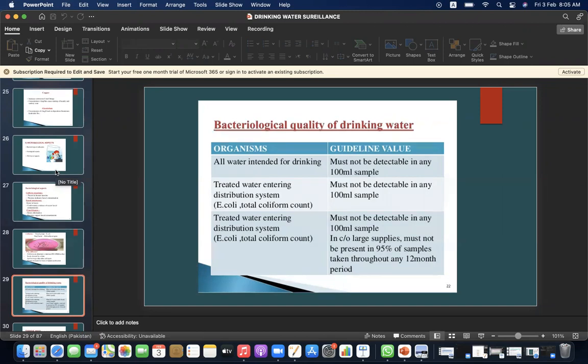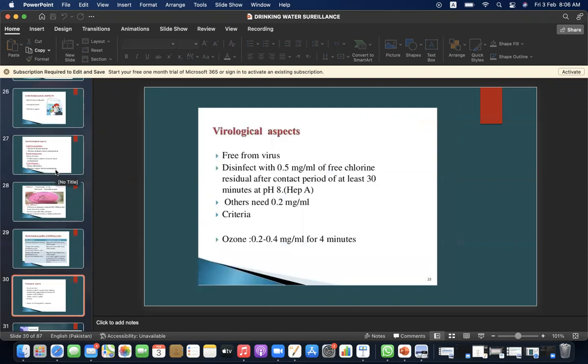In case of large supplies, must not be present in 95% of samples taken through any 12-month period. Virological aspects: free from virus, disinfect with 0.5 milligram per milliliter of free chlorine residual after a contact period of at least 30 minutes at pH 8. Others need 0.2 milligram per ml criteria. Ozone 0.2 to 0.4 milligram per milliliter for 4 minutes.